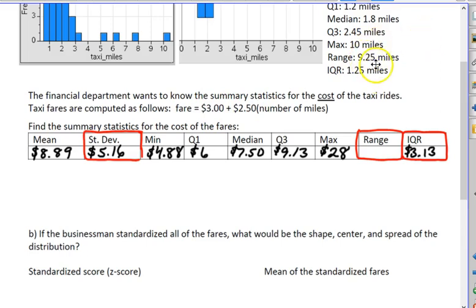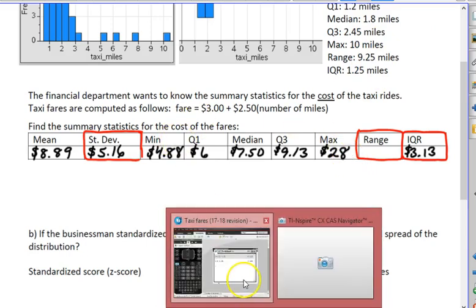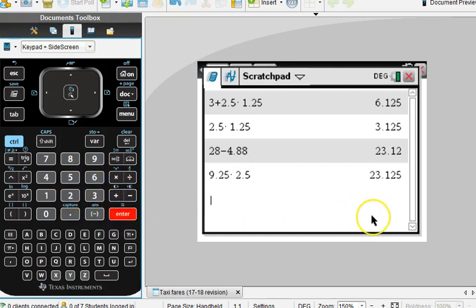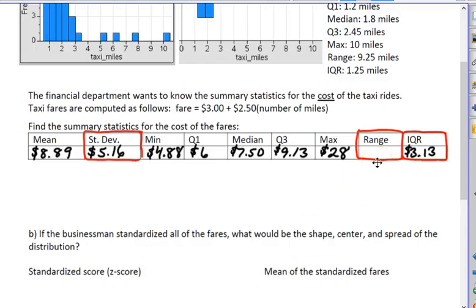So if we look at the range, $28 minus $4.88, let's do that on the calculator. $28 minus $4.88. And if we do the given range, which is 9.25, 9.25 times 2.5, and don't add the 3, notice we get the same thing, 23.125. Okay, so that is just confirmation that we do not add the 3 when we change the measures of spread.